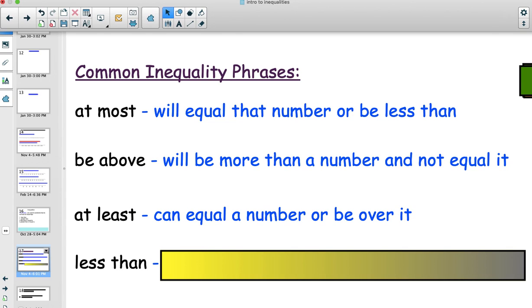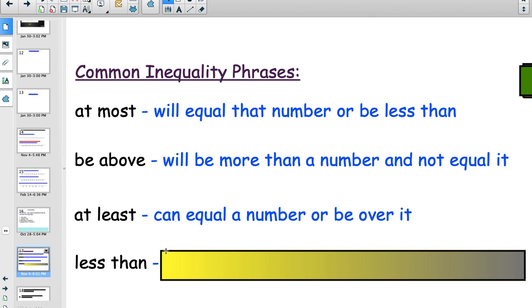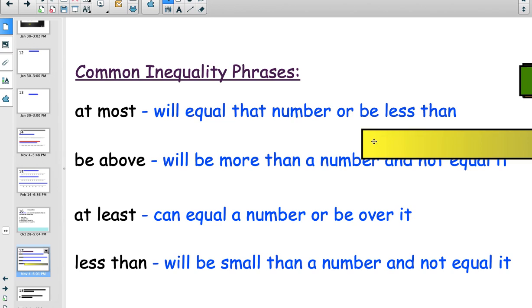Less than means it cannot be that number. It has to be smaller, not equal to it. Like, I have less than $20 in my pocket. Well, I can't even have 20. I could have $19.99, but I can't have 20.